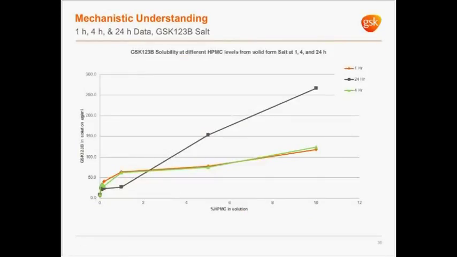Here's a graphical representation to support this analysis. At 1 and 4 hours, the salt has a relatively low solubility. This indicates that at these short time periods, the salt remains stable. However, at the 24-hour time point, the solubility rises much higher. This graphically demonstrates that the salt remains stable and does not precipitate out for at least 24 hours at the high HPMC concentrations.